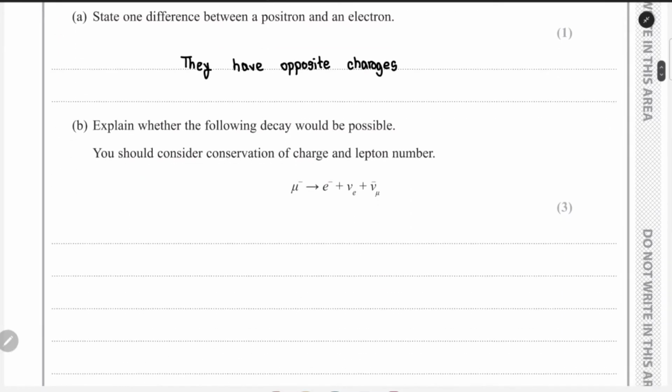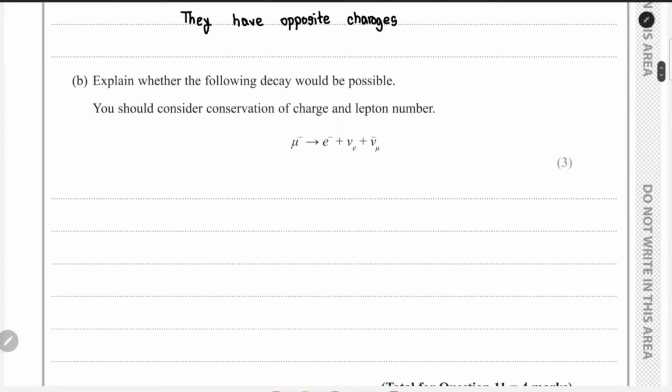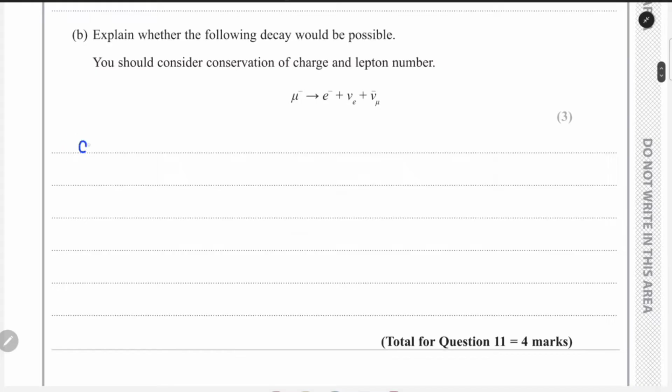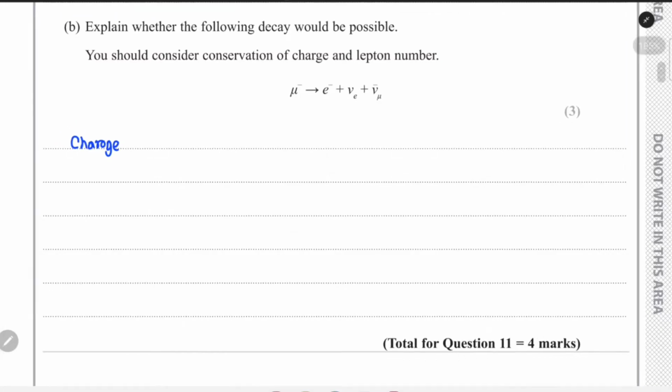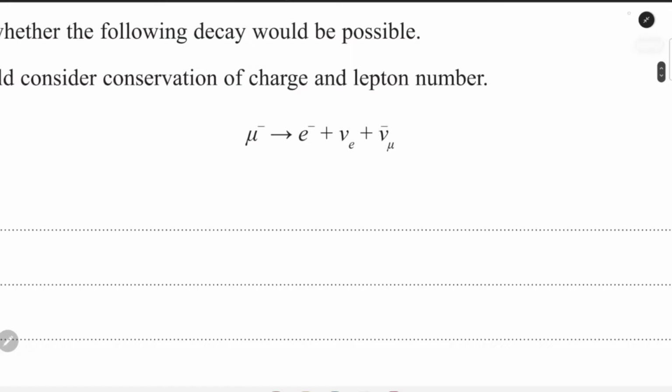In part B, we are given a decay over here, and we have to talk about if it's possible or not using the conservation of charge and conservation of lepton number. Now if I look at charge, the charge on the left is -1. This is a muon, and on the right we have -1 for the electron, 0 for the electron neutrino, and 0 for the muon antineutrino.